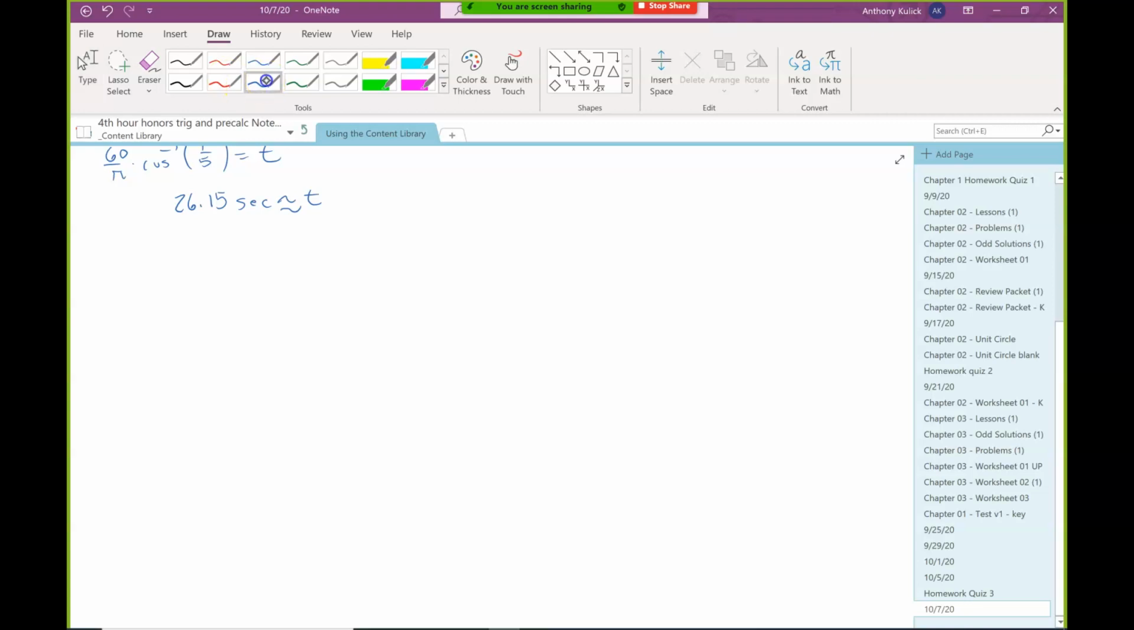So this could also be, really, we have 26.15 plus 120k seconds. Everybody agree with that? Is there another place on the first rotation that the height would have also been at 45?